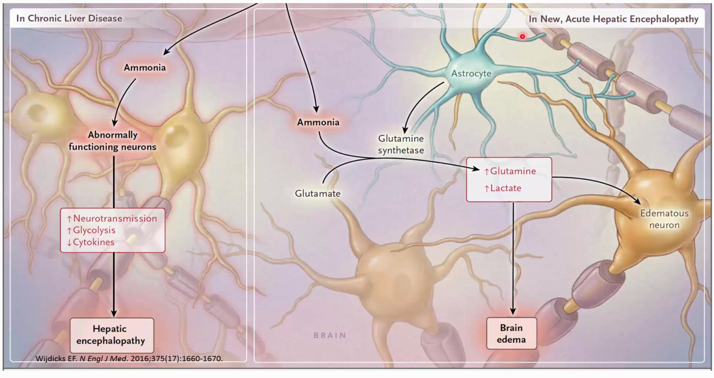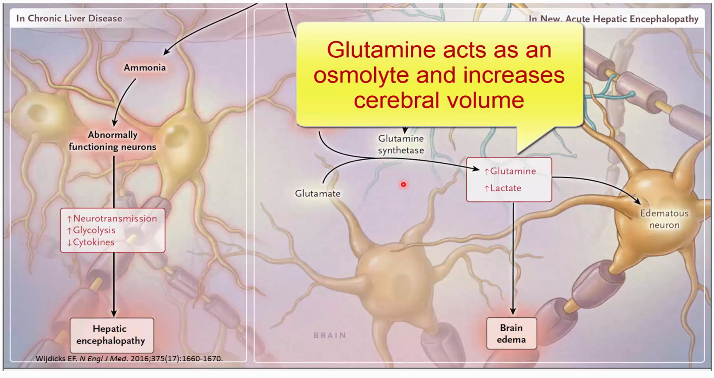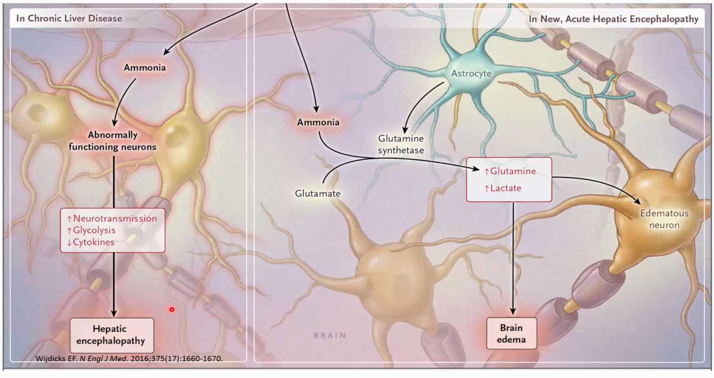Now in the acute setting, it can also cause brain edema. So this happens in someone who develops acute liver disease, but what we see in chronic liver disease such as cirrhosis is hepatic encephalopathy.